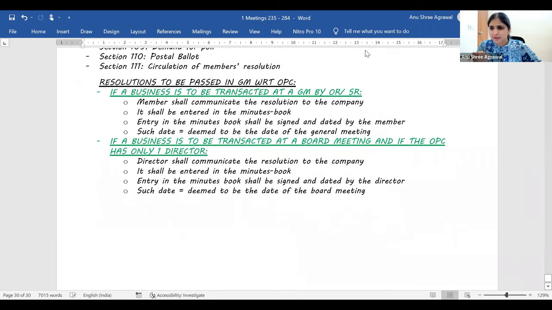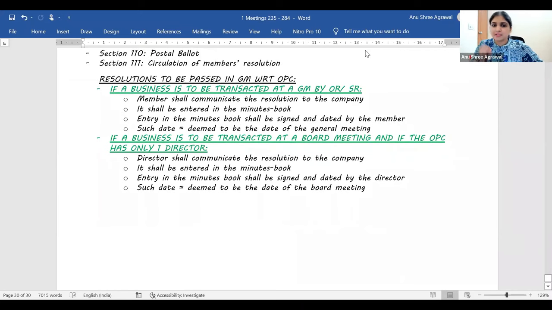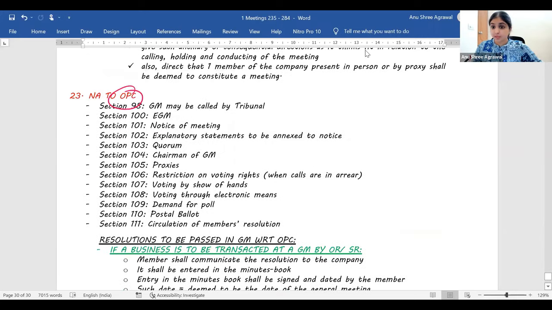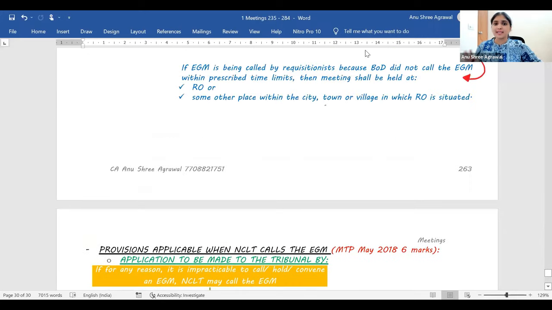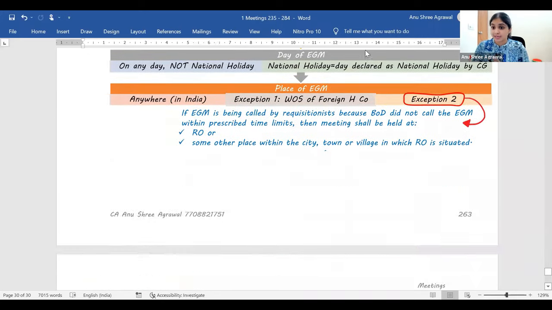One person company, only one member. He himself can make a decision and he can inform the company what decision he has made. That itself is resolution passed. All right. So with this, guys, I come to an end to the meeting discussion.